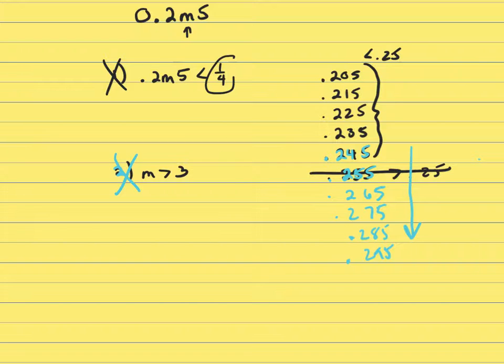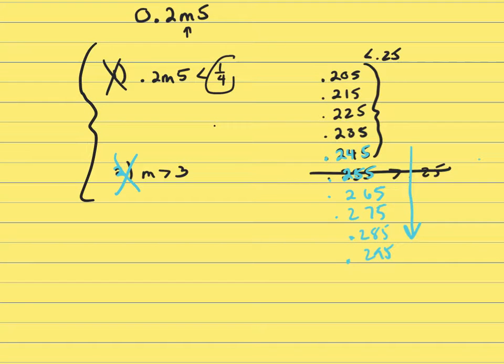Now, let me write my numbers down again. I've got 0.2, shoot, hold on. Erase. Oh, I thought I have too much chicken scratch over here. Maybe not. Let's put both clues together.